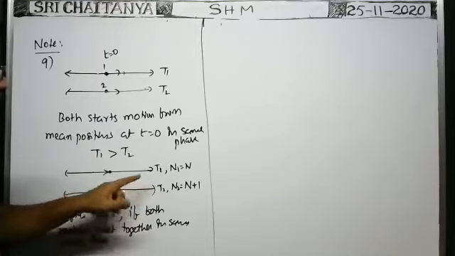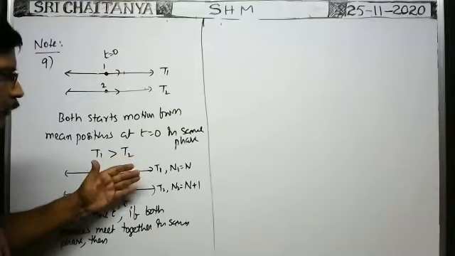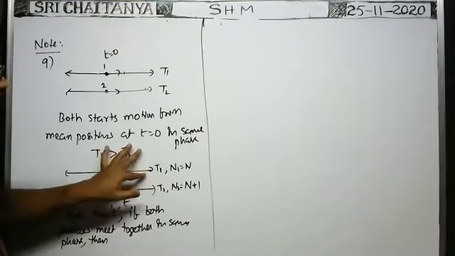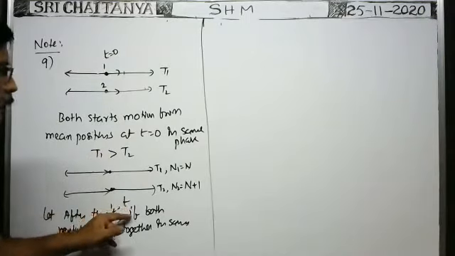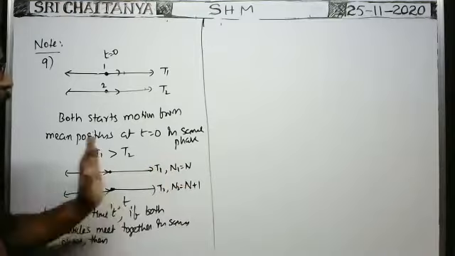Its time period is less, that's why it makes more oscillations compared with the other. The difference between the number of oscillations is equal to 1. That's why if it makes n oscillations to meet together in time t seconds, then the other makes one oscillation more, that's why n plus 1, before they meet together.